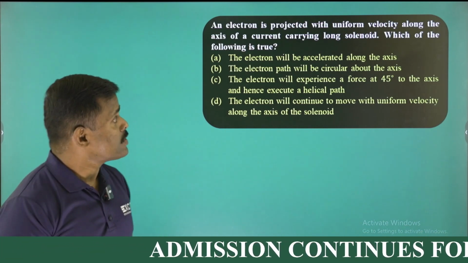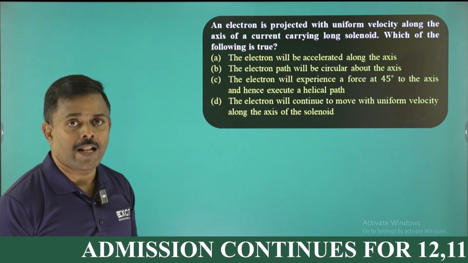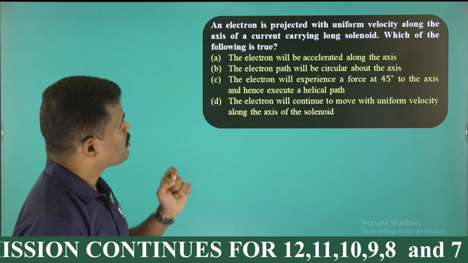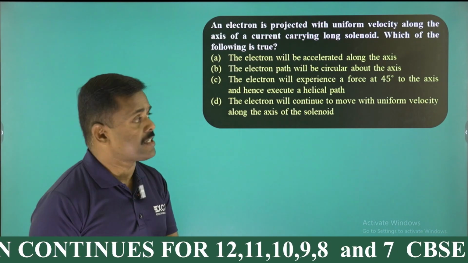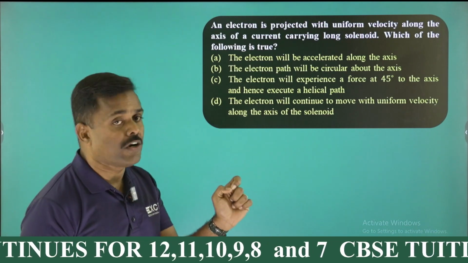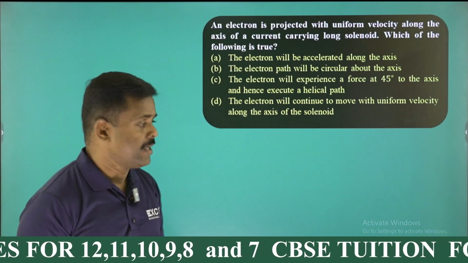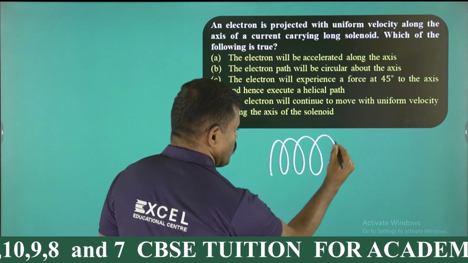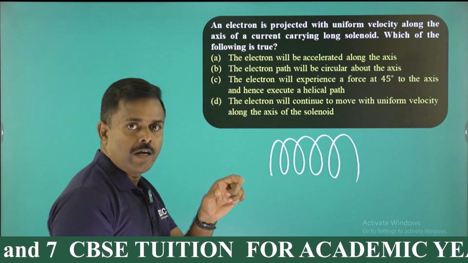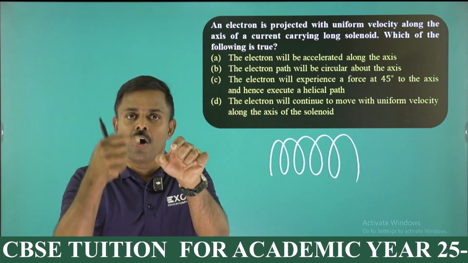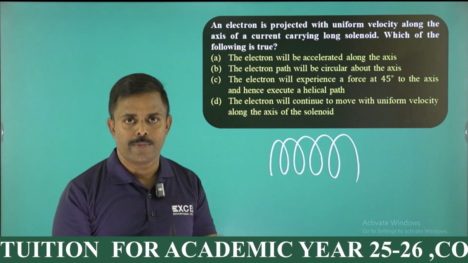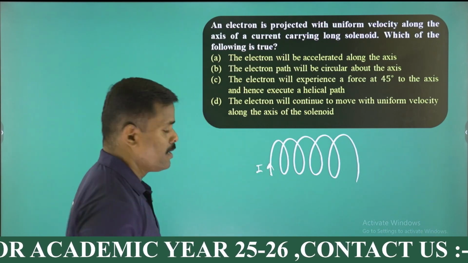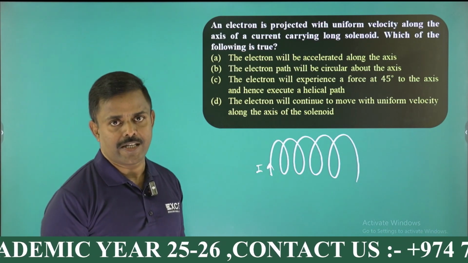Okay. So let us look at the question now one more time. Electron is projected. Where is it projected? It is projected with uniform velocity along the axis of a current carrying solenoid. So look at this. This is a current carrying solenoid. What is a solenoid? A solenoid is nothing but coils wound over a core, right? And when a current is allowed to pass through this, there is a magnetic field produced inside.